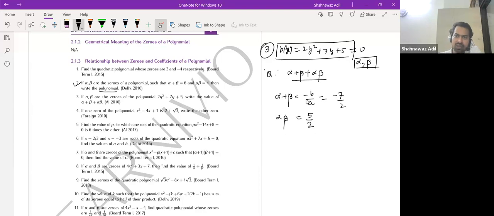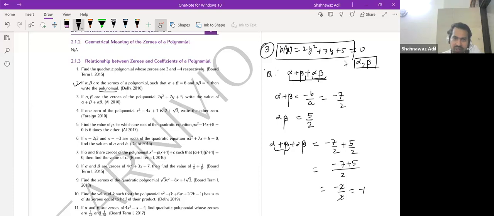Good. So now we know what is alpha plus beta, and we know also alpha into beta. So we have to find out, right? So alpha plus beta is minus 7 by 2, and plus alpha into beta, which is 5 by 2. So this would be minus 7 plus 5, which is minus 2 by 2, which is minus 1. So no need to solve this quadratic equation, right, guys?